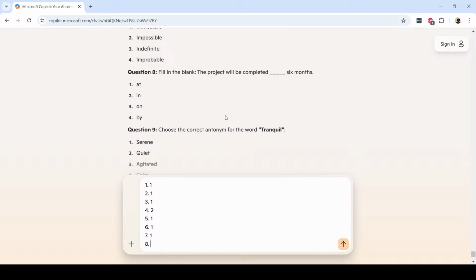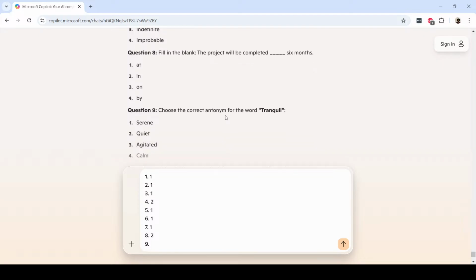The project will be completed within 6 months. Completed in 6 months. Completed by 6 months is not good use of by. By is used when you are saying completed by 19th of January or something like that. A specific point, if you are pointing, then by is used. If it is a duration, then the preposition is in.